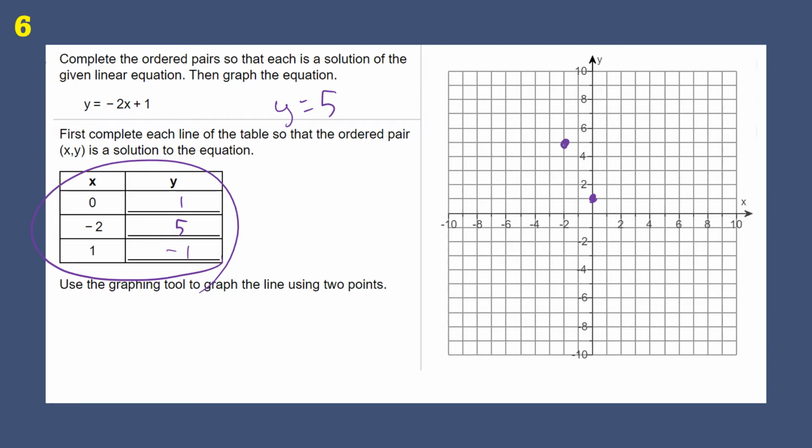And the last one is 1, -1. Now, if we did this right, this should be a straight line. And it is. I think I can connect these and make a line. Now, when we're graphing these, we actually don't need all 3 points, but it's nice to look at all 3 points to make sure that they all go in a line.